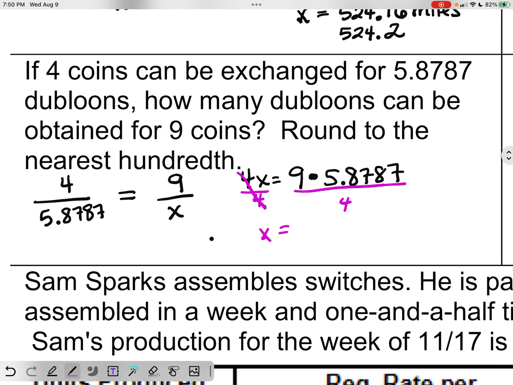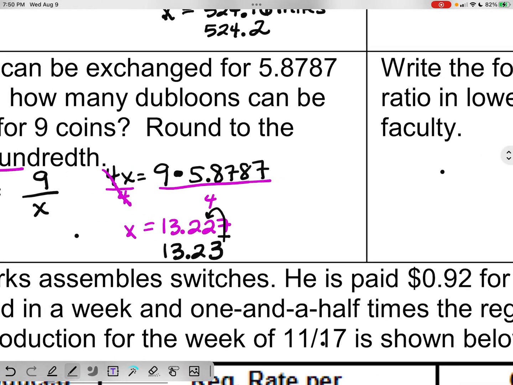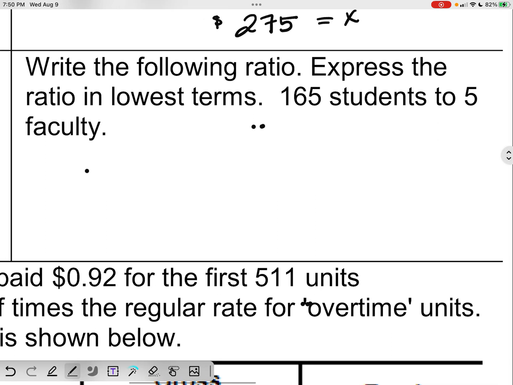So x will equal 13.227, and we need to go to the nearest hundredth. So to go to the nearest hundredth, this is the thousands placeholder. It does make you round over, so we're going to say it's 13.23, and that would be your number of doubloons. That's how many doubloons you can switch it out for. Right? My heavens.